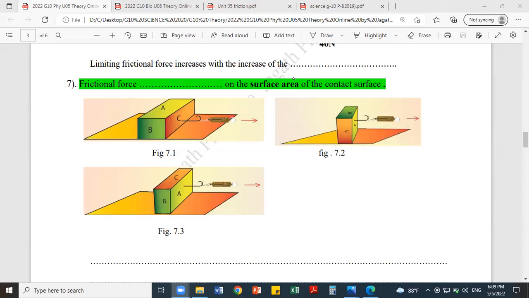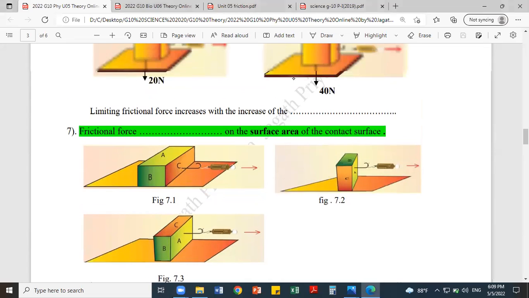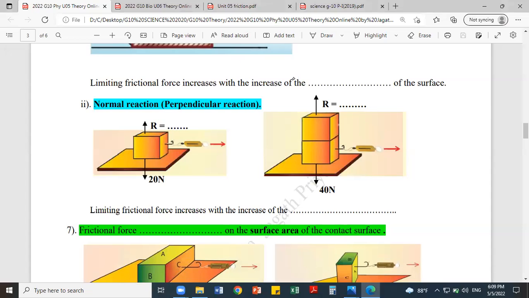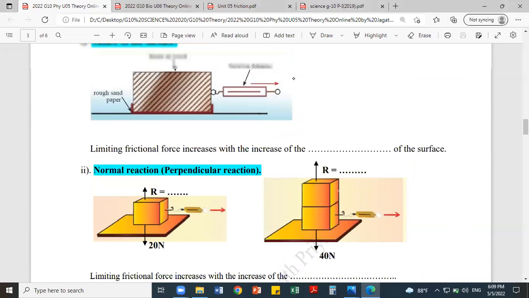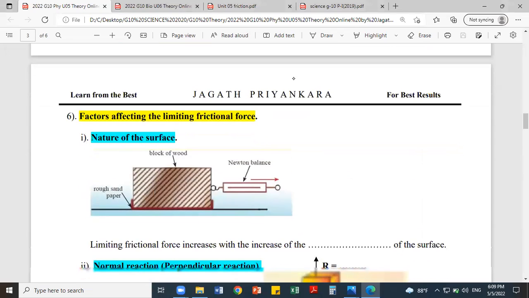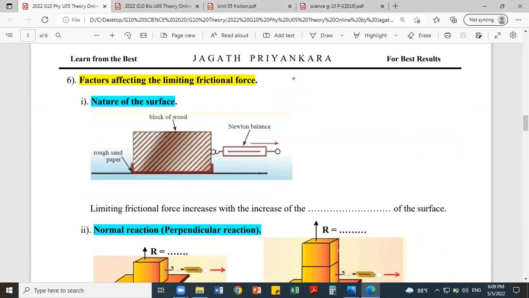Good evening, everyone. Last week we completed this friction lesson, up to the factors affecting the limiting frictional force. Basically there are two factors. One is the nature of the surface, which we discussed, and the other one is the normal reaction.